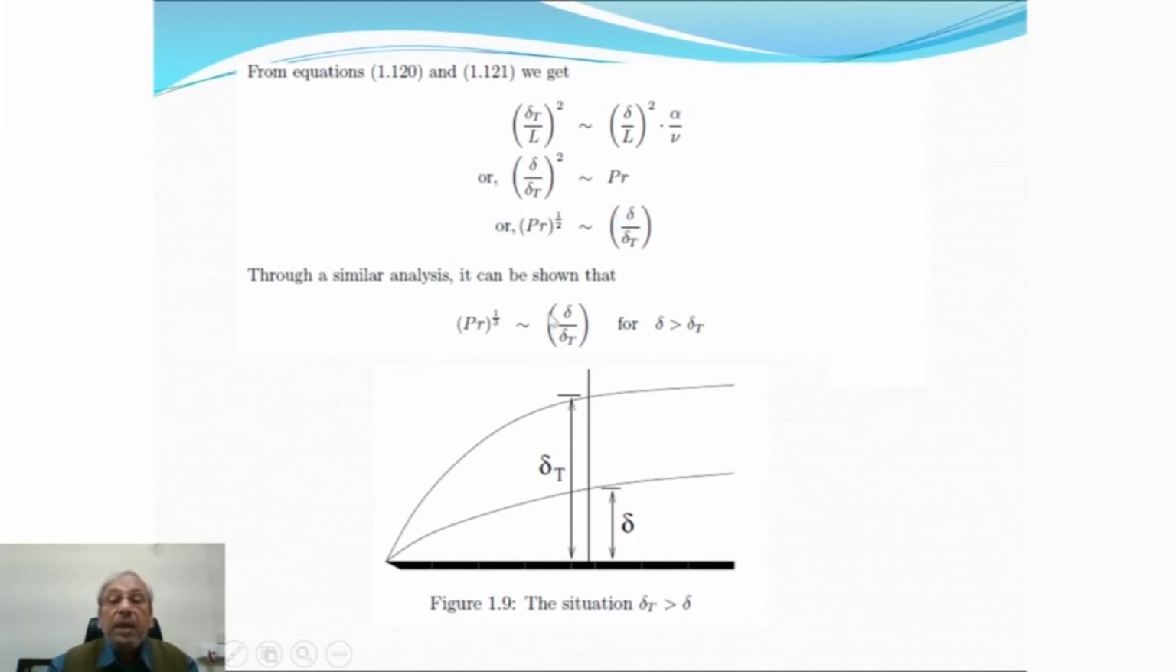But when it is the other way around, velocity boundary layer thickness greater than thermal boundary layer thickness, then the relationship is Prandtl number to the power 1/3 proportional to δ by δ_T for δ greater than δ_T. But this I am not deriving. I have derived the other situation. This you have to attempt. Please attempt it and you will be able to derive it.